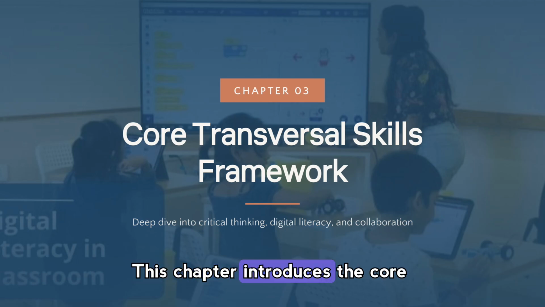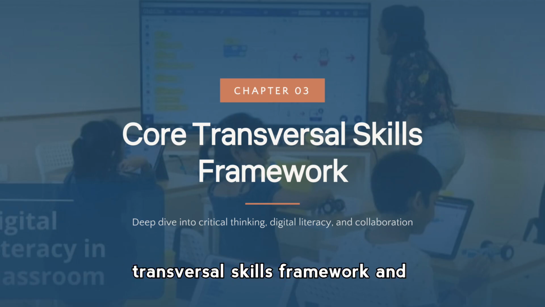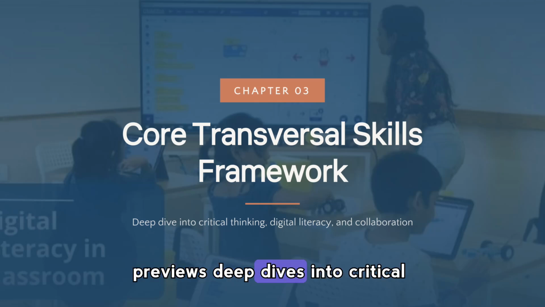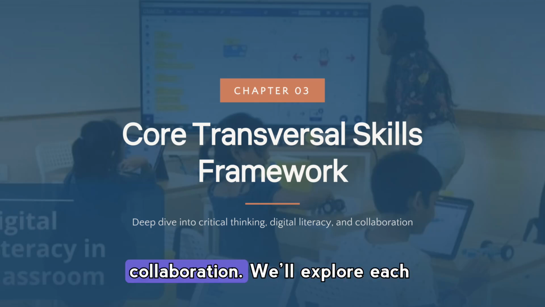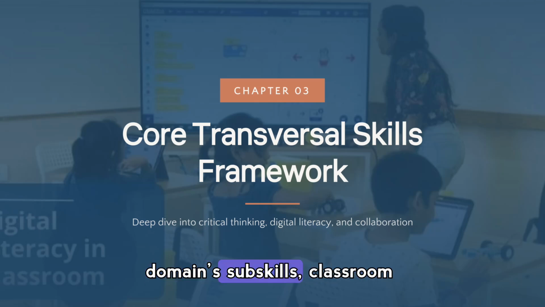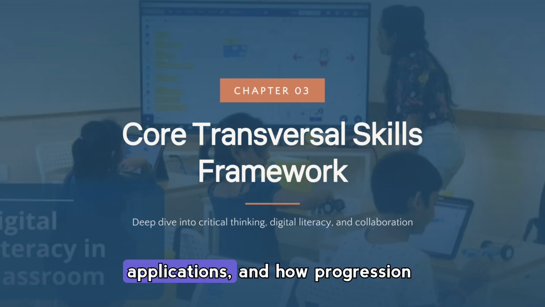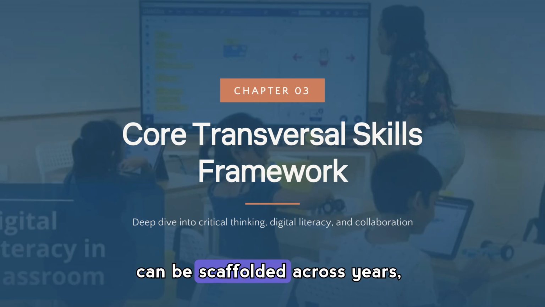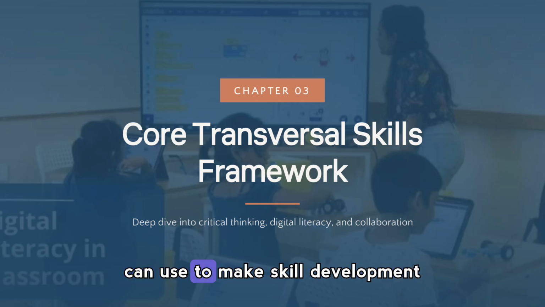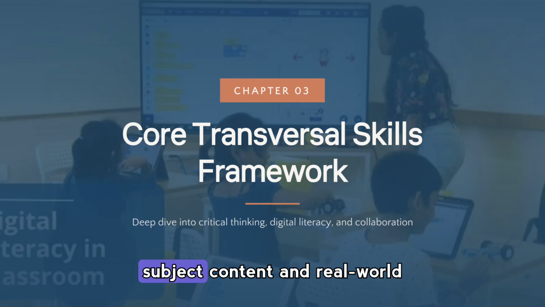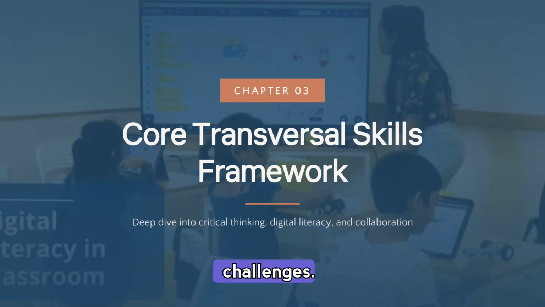This chapter introduces the core transversal skills framework and previews deep dives into critical thinking, digital literacy, and collaboration. We'll explore each domain's subskills, classroom applications, and how progression can be scaffolded across years, offering concrete strategies teachers can use to make skill development explicit, measurable, and relevant to subject content and real-world challenges.